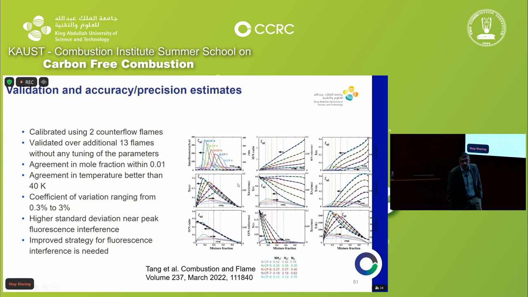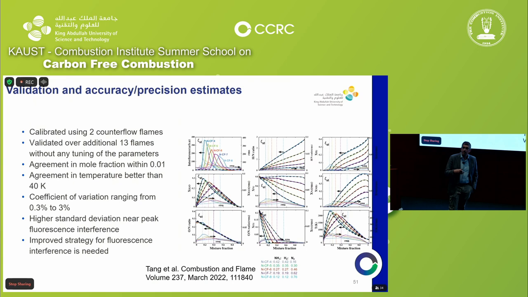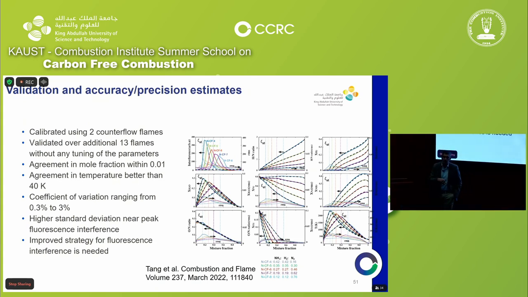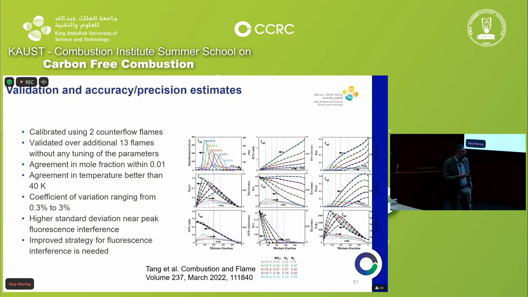We had 0.01 agreement in the mole fraction across, at that time, about 13 flames, and now we have probably 30 flames that we have run, and the agreement is still about the same for counterflow flames. The temperature is always better than 40 Kelvin. So this is agreement in the mean with the simulation, across a wide range of conditions, changing, for example, the amount of ammonia, nitrogen, hydrogen in the flame, changing strain rate, going from premix to non-premix configuration. This is really a summary of our agreement.